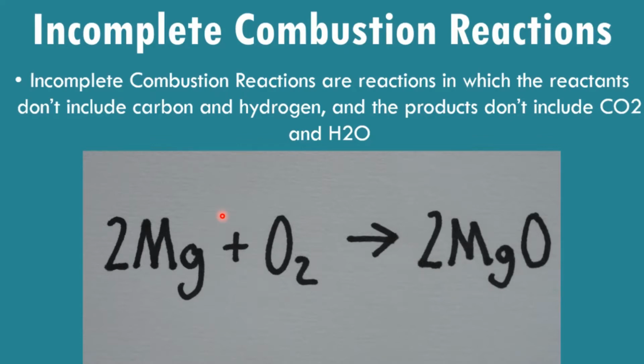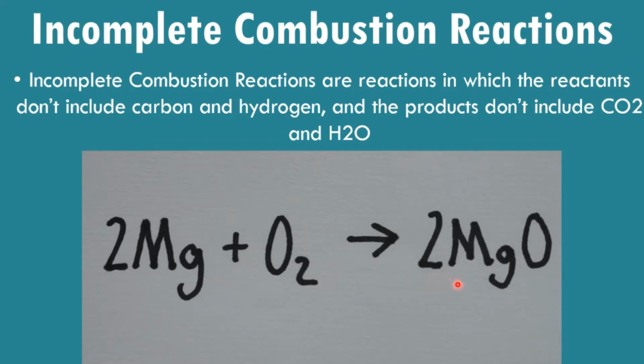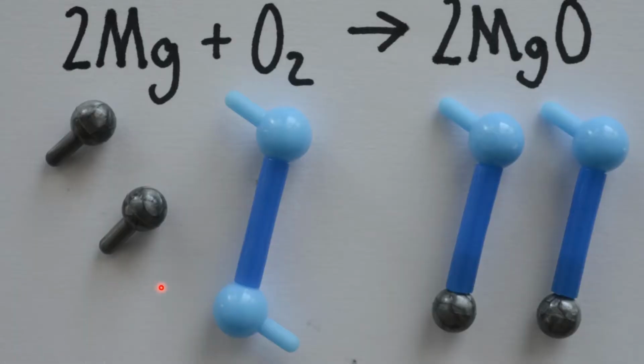Also, there's incomplete combustion, when the reactants don't include carbon and hydrogen, and the products don't include CO2 and H2O. And this is an example of a metal burning, magnesium. When magnesium burns, it does not include carbon and hydrogen, and so the products will not either, and they don't include carbon dioxide or water. And so when magnesium burns, it simply reacts with the air and forms magnesium oxide. Once again, this is what it looks like in real life. You can see that these atoms are joining together to form this oxide.